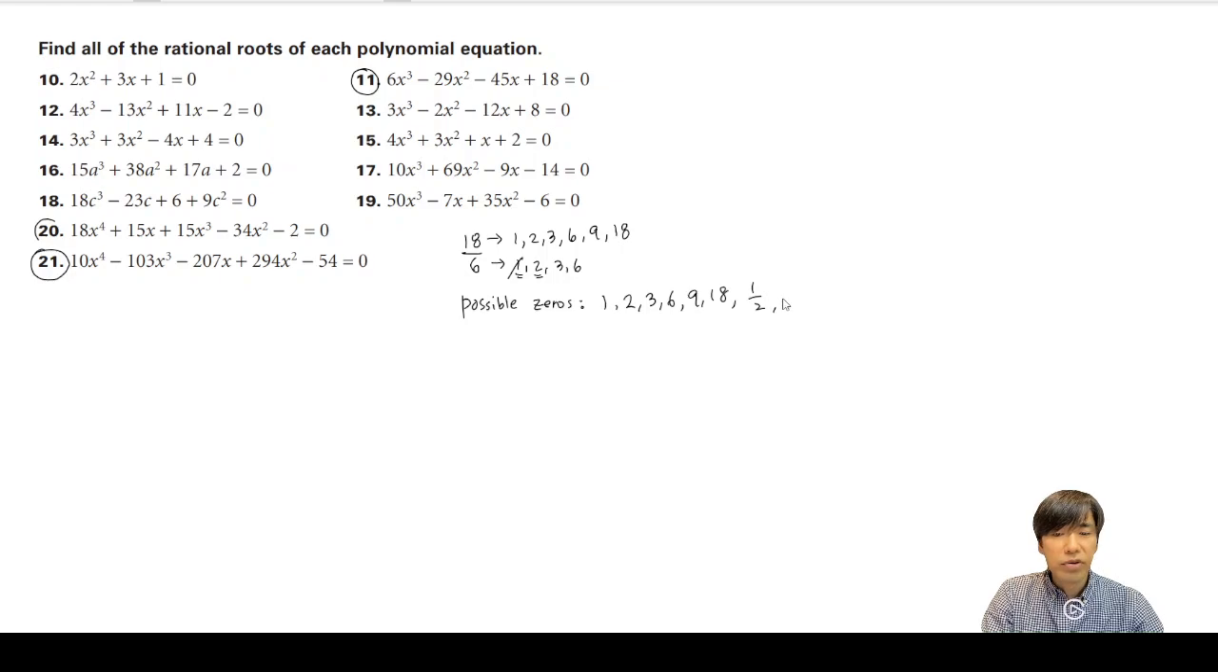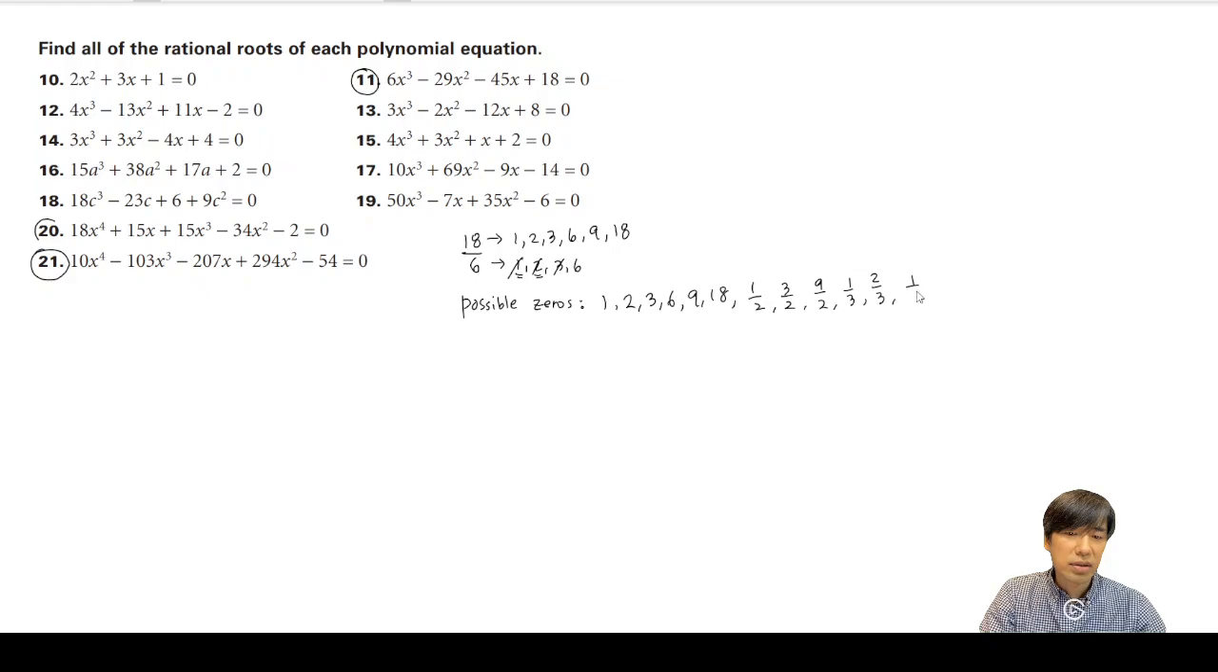3 over 2, and then 6 over 2, which is 3, so you don't have to write that down either. 9 over 2, and then 18 over 2 is 9, so you don't have to write that down. Next one is 1 over 3, 2 over 3, 3 over 3, not needed, 6 over 3, that's 2, 9 over 3, that's 3, 18 over 3 is 6. So you don't have to write those down, okay?